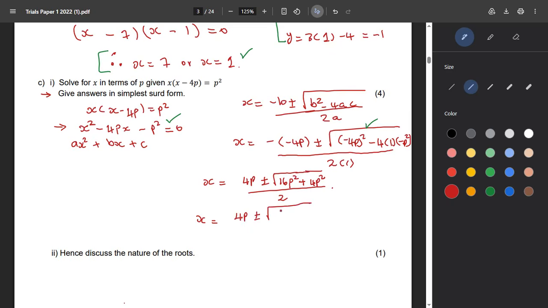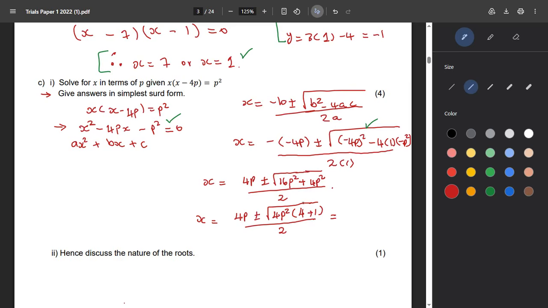Taking out the p squared as a common factor, but it's not only just the p squared. I think the common factor might be 4p squared. Will that work? If it's 4p squared that's a common factor, then I'm left with 4, what? 4 minus, is that 4 plus 1? Okay, 4 plus 1, close the bracket, and everything divided by 2. I think that's correct so far.